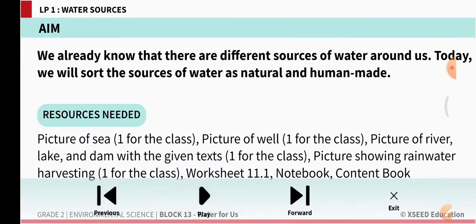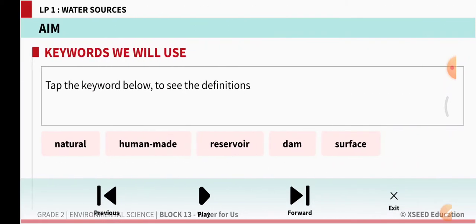So, we know that there are different sources of water around us. Today, we will sort the sources of water as natural and human made. Okay? After this lesson, we'll understand which water bodies are natural and which are human made. Right?